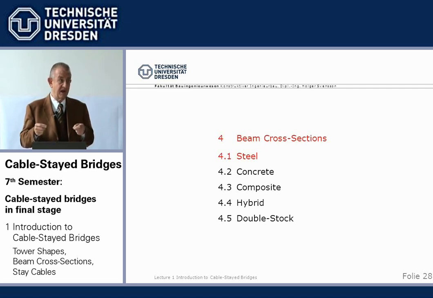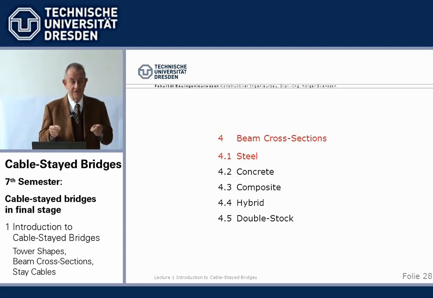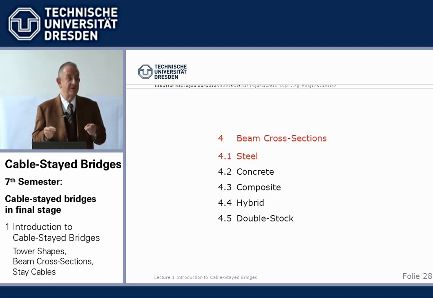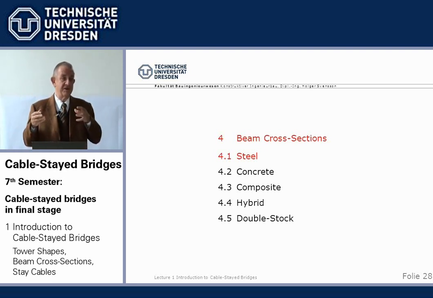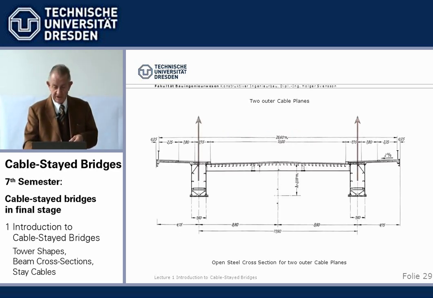Because in practical life, I repeat, that's the name of the game. If we design a bridge, a cable-stayed bridge, we want it built. And in order to have it built, it must be less expensive than the other designs. So we always have to think what is most appropriate, and therefore I treat the materials completely equal. So we start with steel.